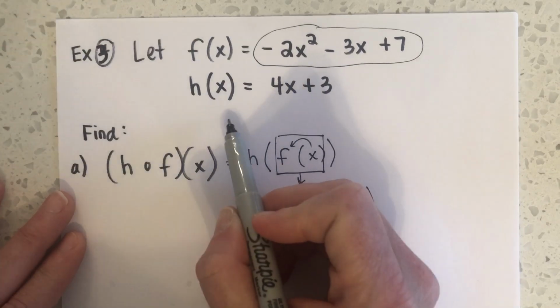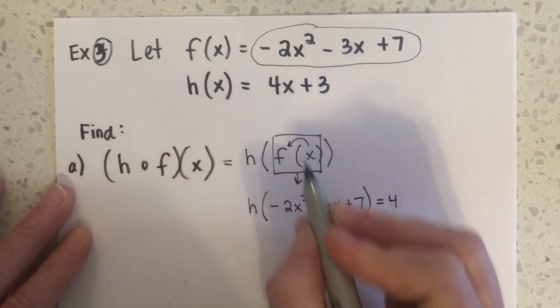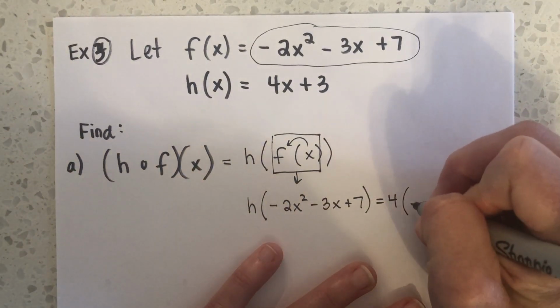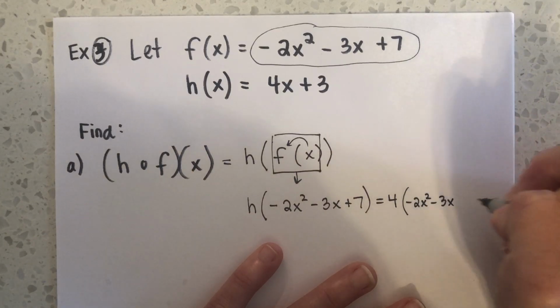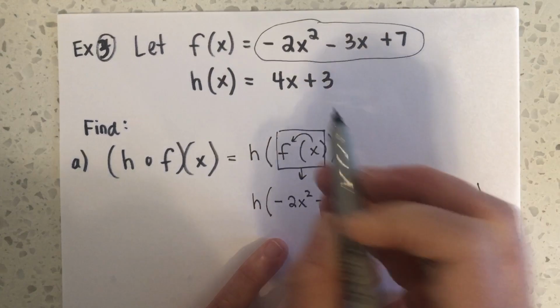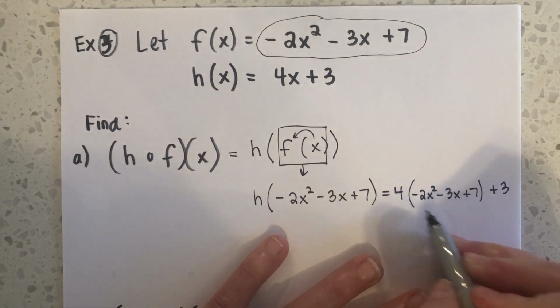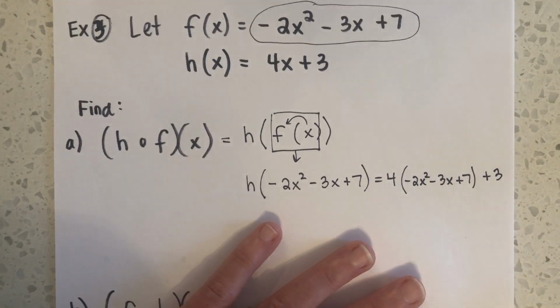So here we go. Let's go to function h. It starts with a 4. Then we're going to take x out and we're going to plug all this in for x. So 4 times negative 2x squared minus 3x and then plus 7. And then don't forget, we still have the plus 3 on the end, right? This is 4 times what you plugged in for x, and then you still have to add 3. And now all we have to do is clean this up.